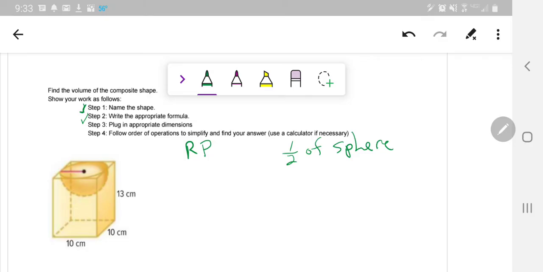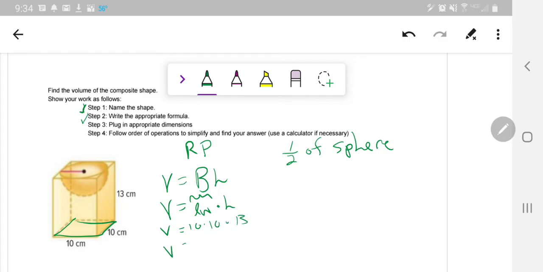Now you're back. So, oops, I have to find the appropriate formulas. Appropriate formulas for a rectangular prism would be capital B times H, where B is just the area of the base, so that's length times width. Just multiply those dimensions. So that's going to give me 10 times 10 times a height of 13. So that gives me 100 times 13, which is 1300. There's my volume of that rectangular prism.